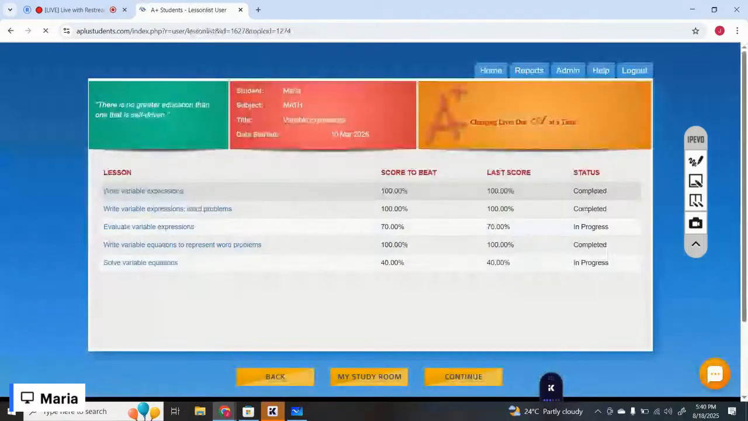So we were working on grade 4 math. The chapter we were working on is variable expressions. The lessons we have covered are write variable expressions, write variable expressions word problems, evaluate variable expressions, and write variable equations to represent word problems. So please make sure that before the next session you complete all the practice questions for the lessons we just did. That is your homework until the next session.